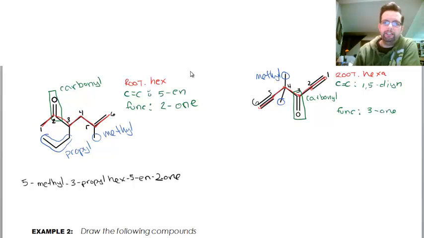And so now let's put it all together. And this is simply 4,4-dimethylhexa-1,5-diyn-3-one.